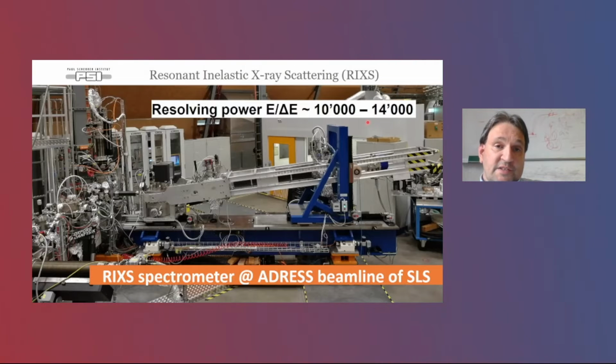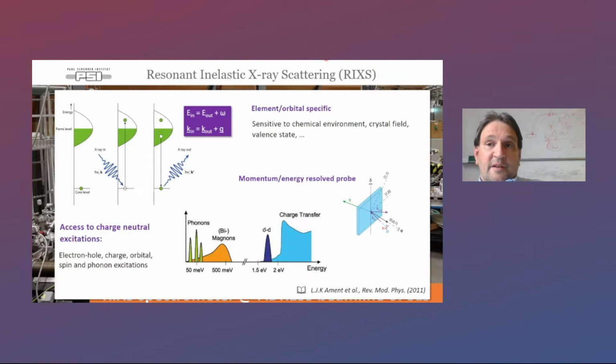And I just explain in a nutshell how resonant inelastic X-ray scattering works. It's a photon in, photon out spectroscopic probe of the electronic structure. You excite a core electron into the empty conduction band, and then the system is recombining the core hole with an occupied valence electron. You can create all kinds of different elementary excitations in a solid, which are shown here. So you can study phonon excitations, also magnon excitations, orbital excitations, and charge excitations.